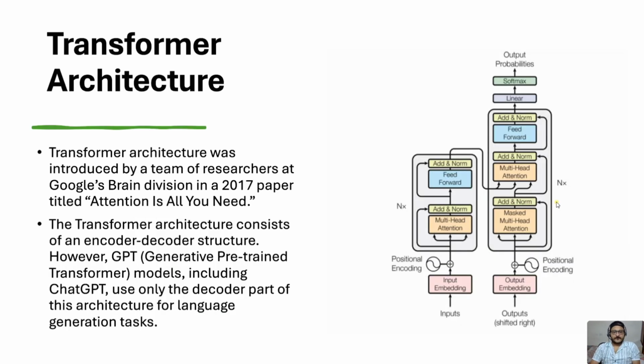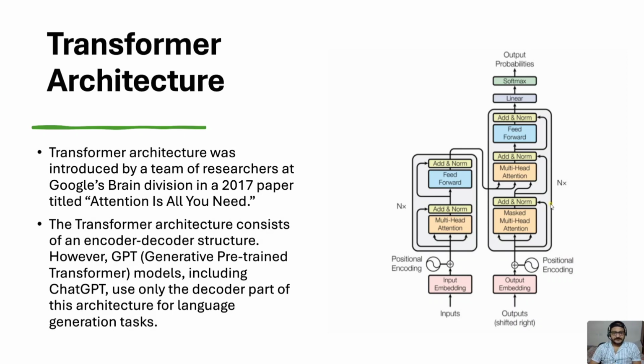Now let's move to the transformer architecture. The transformer architecture was introduced by a team of researchers at the Google Brain division in 2017, in a paper titled "Attention Is All You Need." This is the paper which was published by Google. There, it basically defined this particular architecture.